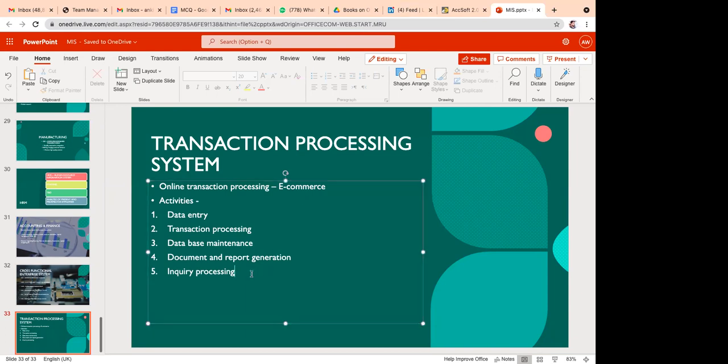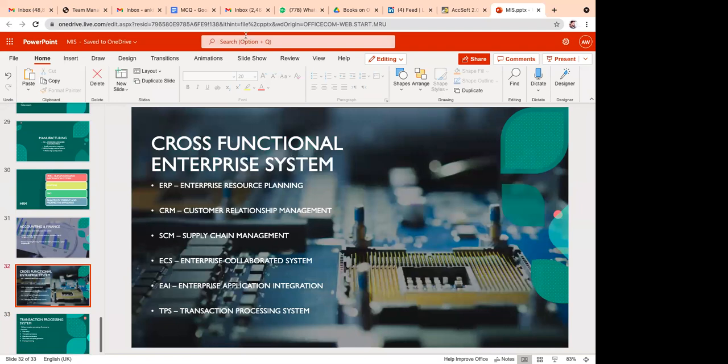Important thing is that, as I told you, this 5-step process in the organization talks about data entry, transaction processing, database maintenance, document and report generation, and last but not the least, inquiry processing. So TPS will guide you about the transaction summary, or transactions between two or more business entities. And TPS is always, remember, a cross-functional activity. I told you in the last session itself, if you remember, that it belongs to cross-functional activity as well.